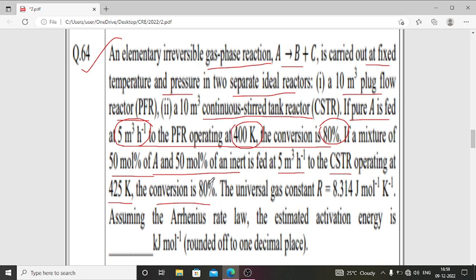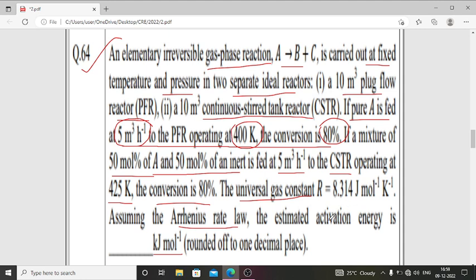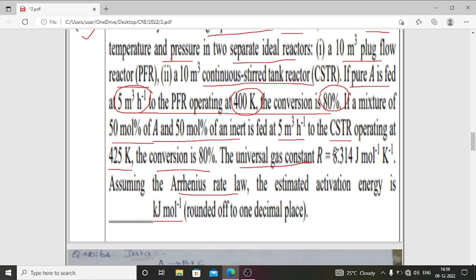We have two reactors, one is PFR, another one is CSTR. So the PFR condition is there, the CSTR condition is there. Based upon these data, we are going to answer the question. The universal gas constant, capital R, is a constant value, 8.314 joule per mole Kelvin. The assumption is the Arrhenius rate law. Estimate the activation energy in kilojoule per mole. The objective of this question is to determine the activation energy by using these two ideal reactors' data. After calculating the activation energy value, we have to round off the result to 1 decimal place.